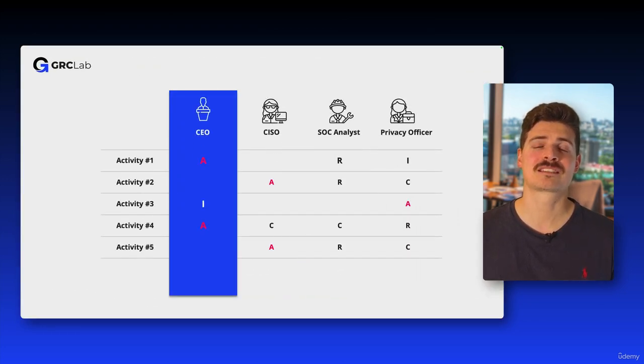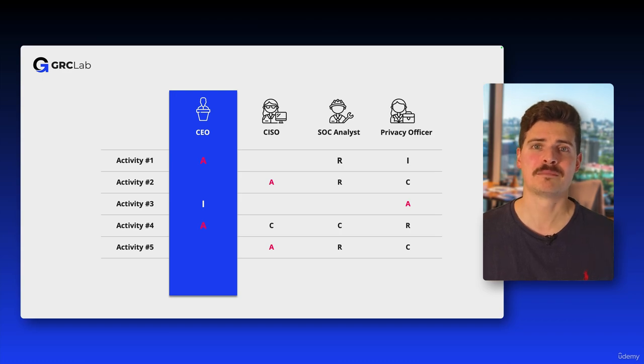So a RACI matrix is a useful tool for clearly defining the roles and responsibilities within any organization. In this matrix, each activity is assigned to the relevant responsibility. As you can see in the example, each activity is associated with at least one role that holds accountability. It is important to note that accountability cannot be shared or divided, which makes it crucial to assign a clear owner for each task.